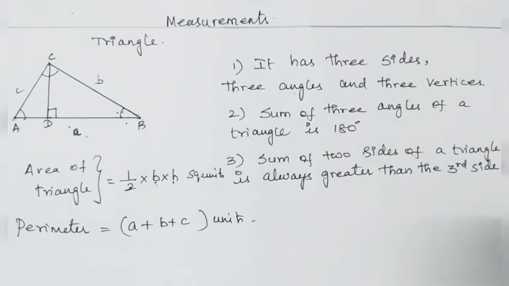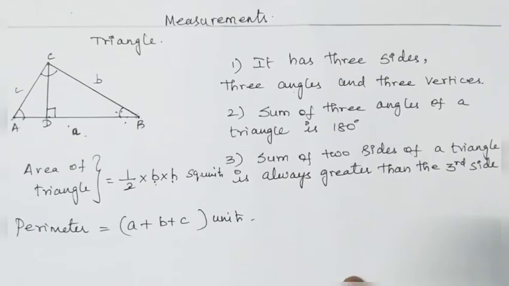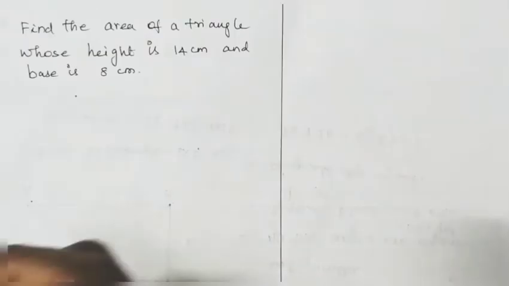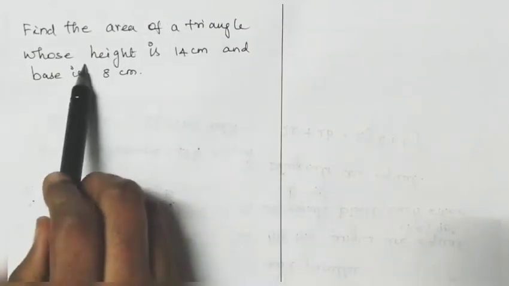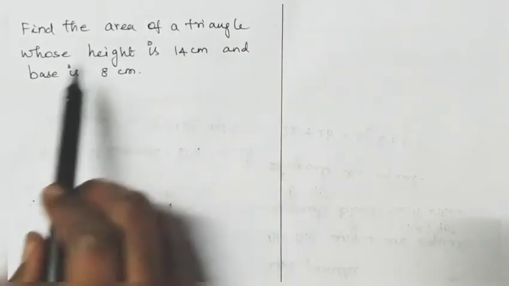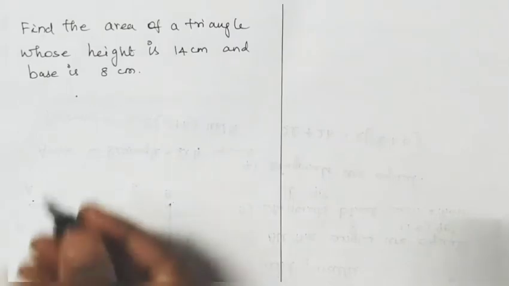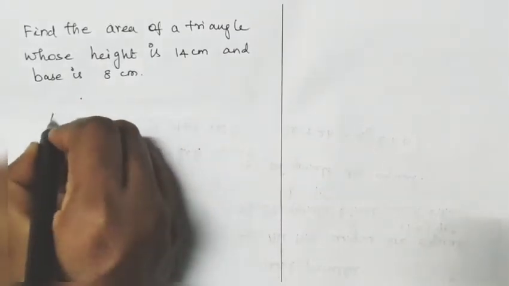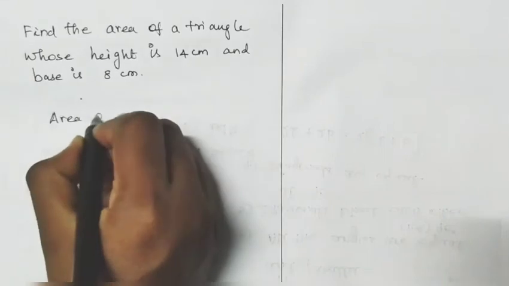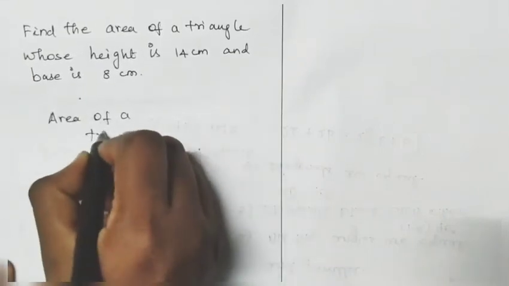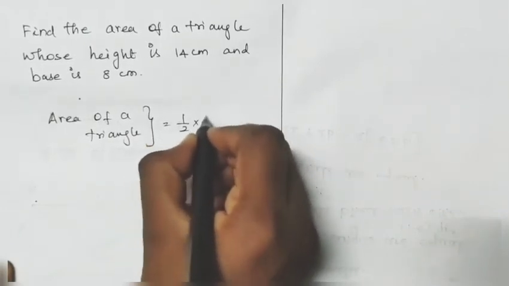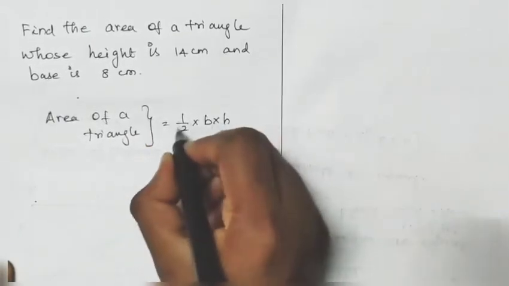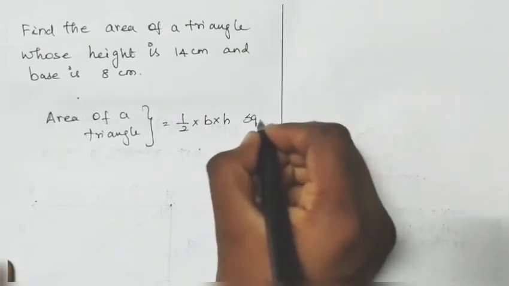Is that clear, children? Shall we see some sums on this area and perimeter? Okay, listen to the sum. Find the area of a triangle whose height is 14 centimeter and base is 8 centimeter. We know the formula to calculate area of a triangle. So, area of a triangle is equals to half into base into height, that is a half BH square units.